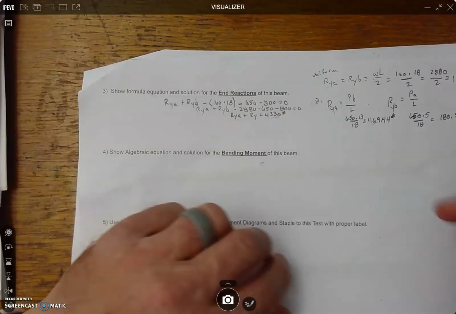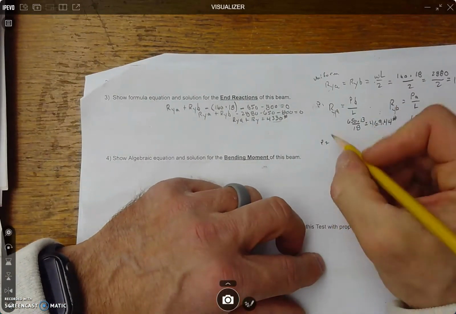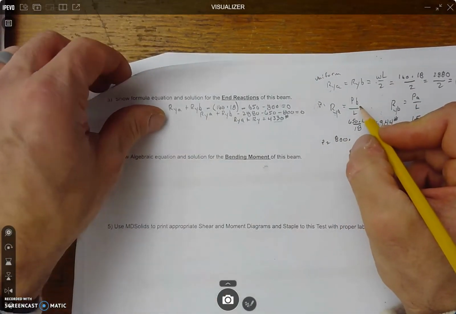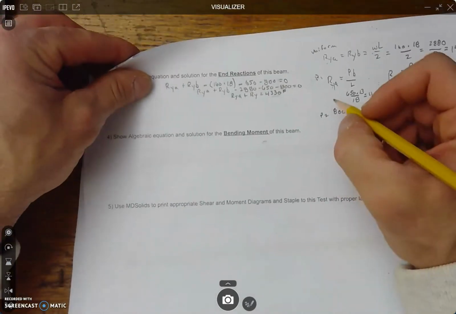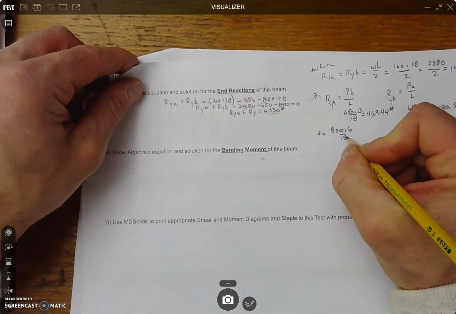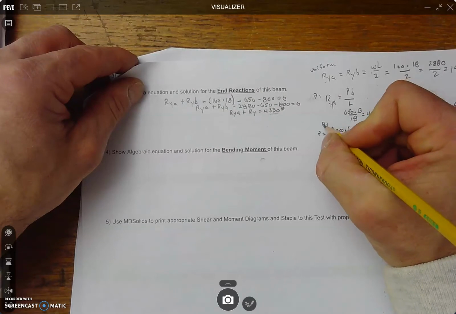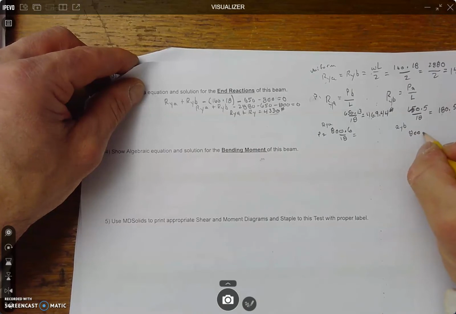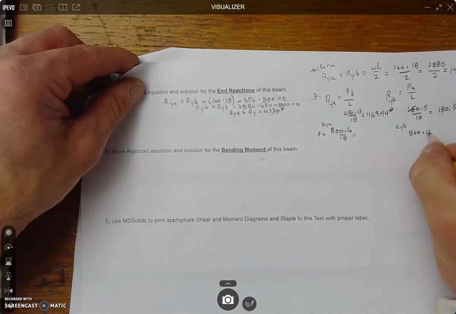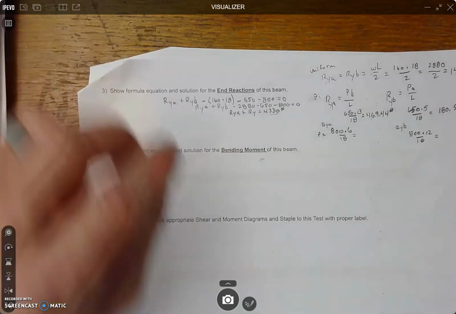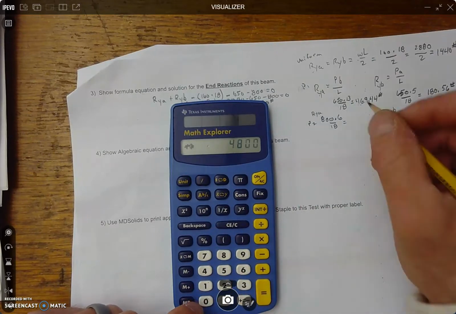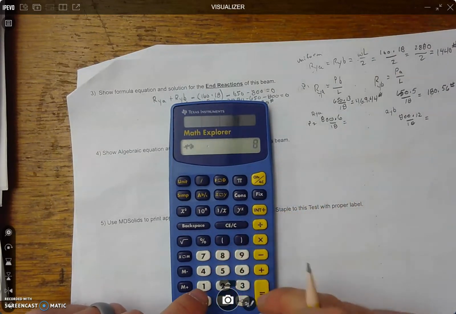Okay, so then we're going to do P2 right here. And we're going to say 800 pounds times B, right? So that's this one right here, times 6 divided by 18. That's going to be RYA. And our RYB is going to be 800 pounds times 12 divided by 18. Okay, so we're going to go ahead and do that. 800 times 6 equals divided by 18.